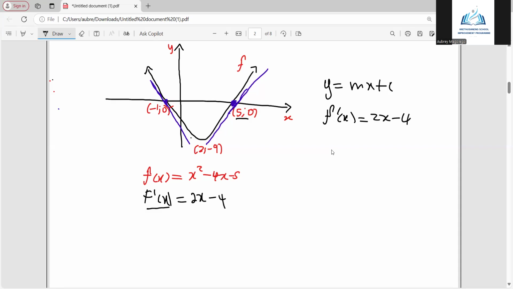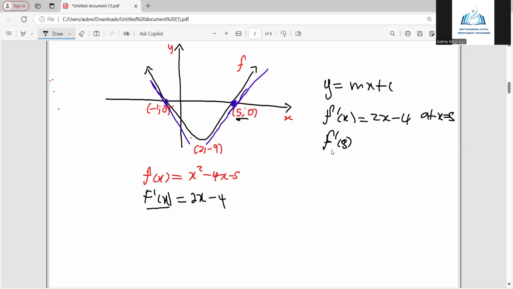So I already know the tangent which I'm looking for is the one that intersects with the graph at 5 and 0. Because the point of contact is 5 and 0, I'm just going to take this x and substitute it in the equation. I'm going to say at x is equivalent to 5. I took the x value at the point of contact. Then I will say f prime of 5. Wherever I see x, I substitute 5, which is equivalent to 2 times 5 minus 4.